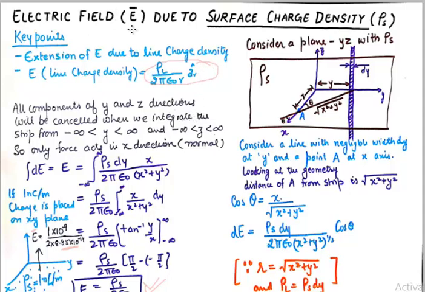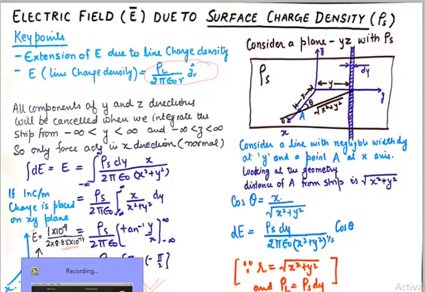So knowing the electric field E for line charge density will greatly help you to find the electric field due to surface charge density. And that's about it for today's tutorial. That's what I wanted to discuss. In the next video, I'll talk about electric field E due to volume charge density, and that will conclude our discussion for finding electric fields.